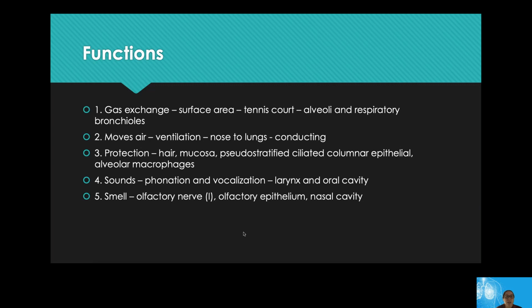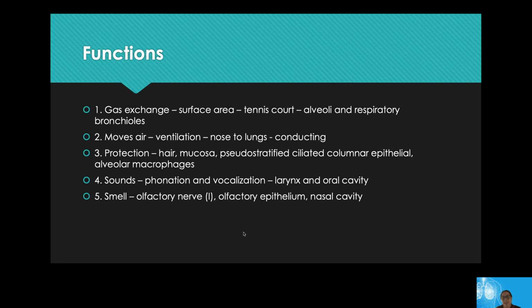First thing we know, guys, we have the functions of the respiratory system. The respiratory system is broken down into 5 functions. The first one, gas exchange. And gas exchange is best achieved through the fact that you have a huge surface area inside the lungs, about the size of a tennis court. The alveoli and the respiratory alveoli are the sites for gas exchange. So this is the respiratory exchange of gases.